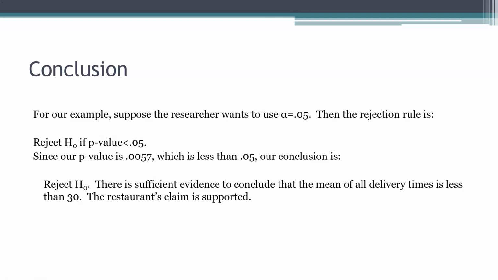There is sufficient evidence to conclude what that alternative hypothesis says, which is that the mean of all delivery times is less than 30 minutes. So they've supported the restaurant's claim. And by the way, I know I've been saying verbally, reject H0, there's sufficient evidence to conclude HA. But this is what I mean when I say you're going to write this in the words of the problem. You're not just going to say conclude HA. You're going to say what that actually means, that the mean of all delivery times is less than 30 minutes. All right, so that's one example.